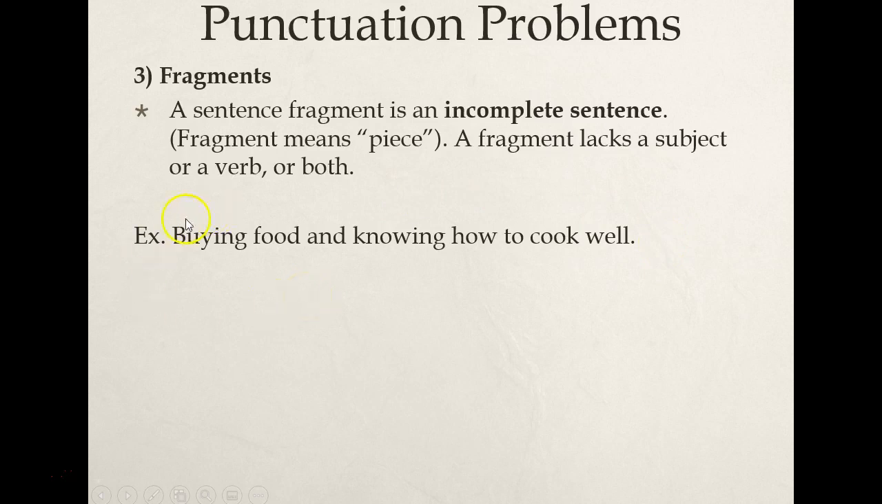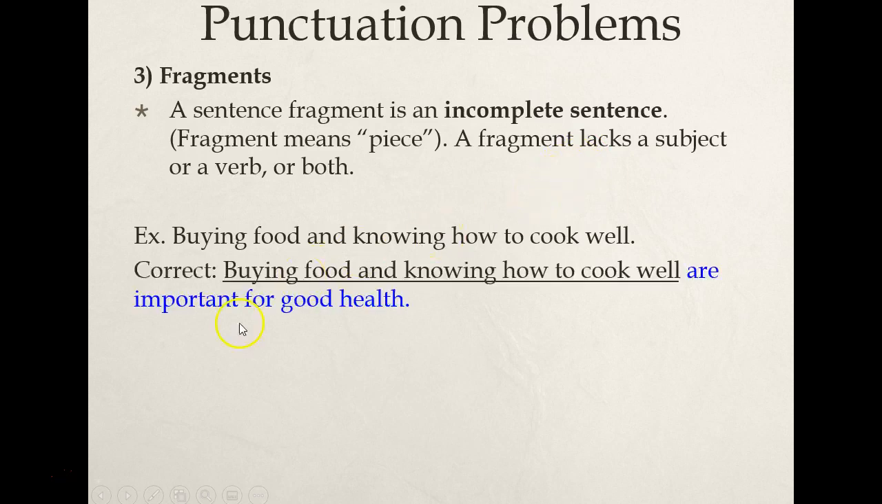So this is just part of a sentence or a clause. It might be the subject, it might be the object, we're not really sure. It looks here like they've corrected it by using it as the subject. Buying food and knowing how to cook well are important for good health. So here we've made this the subject and we've added a verb, are. So now it is a complete sentence.